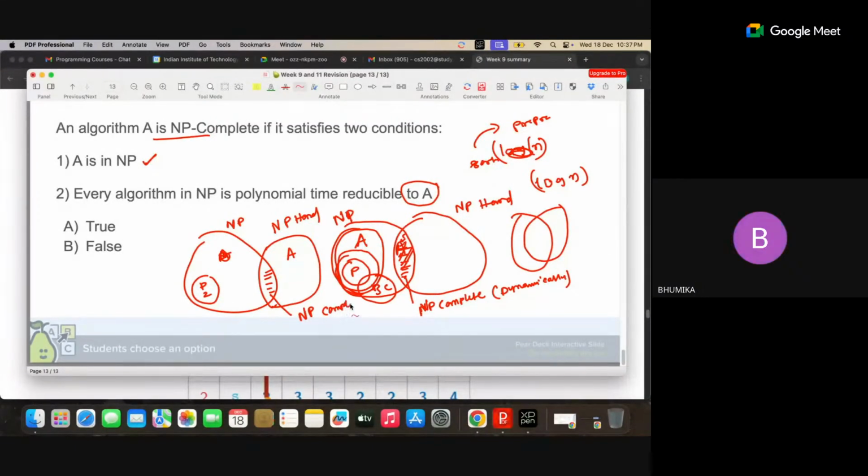So both statements will be correct for NP complete. Whether A is present in the NP complete statement is not given, no? They haven't given it. If they give it in the statement, that is also correct. In the intersection area, they'll talk about NP complete also. Okay.